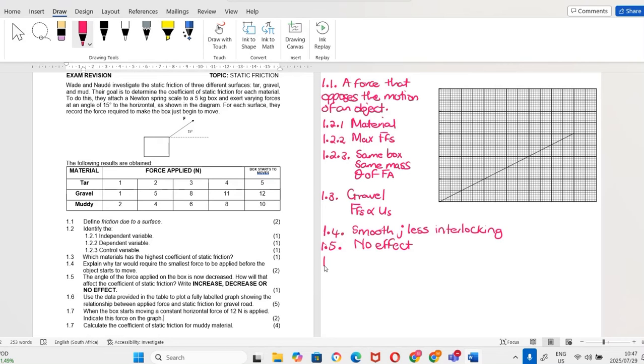Then, if you look at 1.6, it says use the data provided in the table to plot a fully labeled graph showing the relationship between the applied force and the static friction for gravel road. Now, it particularly says you're showing the relationship between the applied force and the frictional force, not the static friction as such, right? But the friction, all right, the applied force and the friction for gravel road.